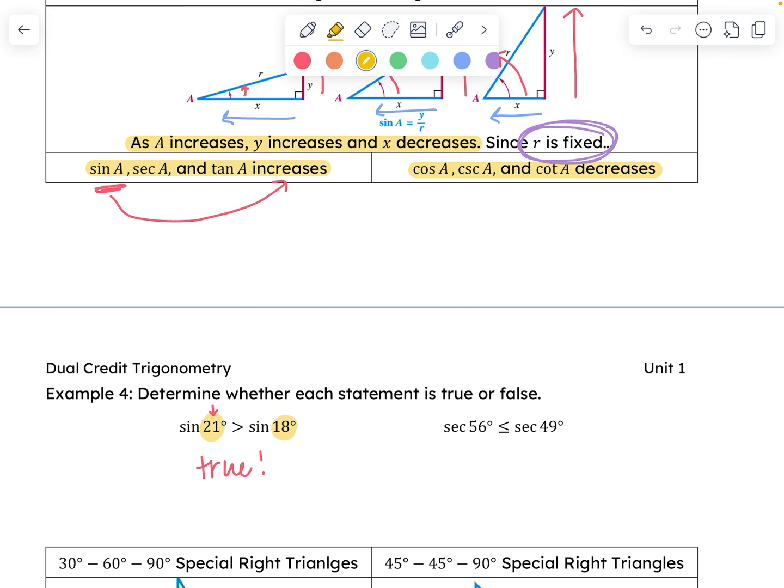If I look at the next one, it says the secant of 56 degrees is less than or equal to the secant of 49 degrees. If I'm looking at this, 56 degrees is greater than 49 degrees. And here it says that secant should increase as my angle gets bigger. So secant of 56 should be bigger than secant of 49. So this sign is facing the wrong way. This would be a false statement. So it can help you figure out whether statements like this are true or false.